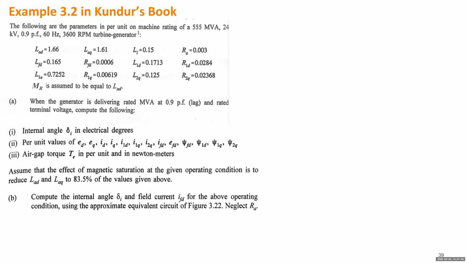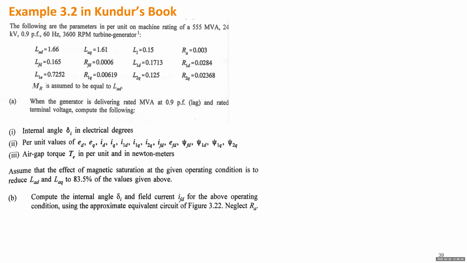3600 revolutions per minute, which is the speed. So from this high speed, you can know this is a round rotor generator. And the following gives you some typical values of parameters. If you compare LAD and LAQ, they're very close, which confirms it is a round rotor generator.